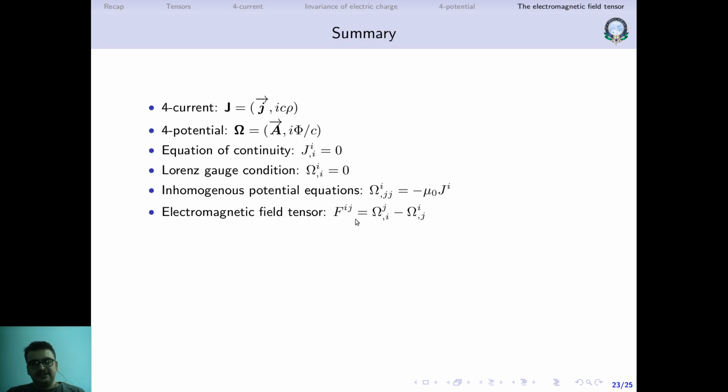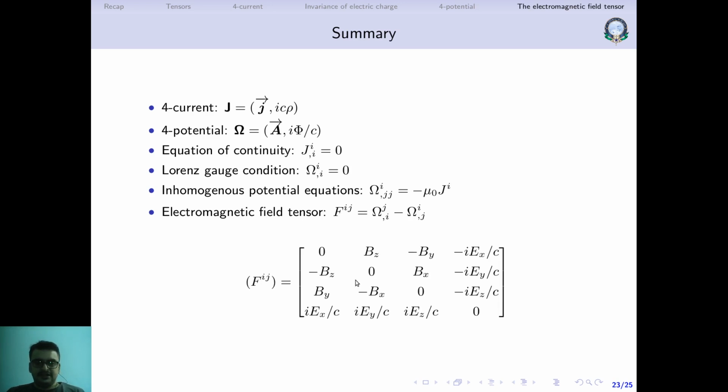The electromagnetic field tensor, in terms of the 4 potential, we can write down like this: omega j comma i minus omega i comma j. So that gives us the ij component of the electromagnetic field tensor, and its components are like this. So what does the electromagnetic field tensor contain? It contains the components of the electric field and the magnetic field. It's a skew symmetric matrix which contains the components of the electric field and the magnetic field. So you read it like this: on the left hand side we have components of electric and magnetic fields, and on the right hand side we have derivatives of the potentials.